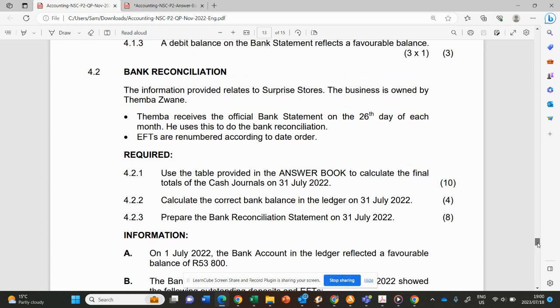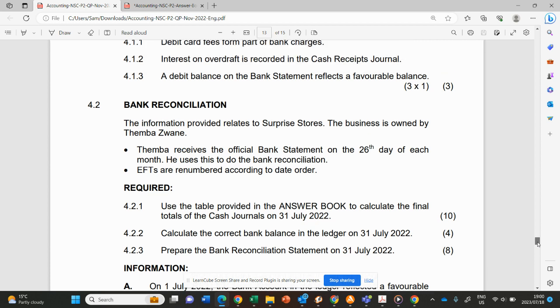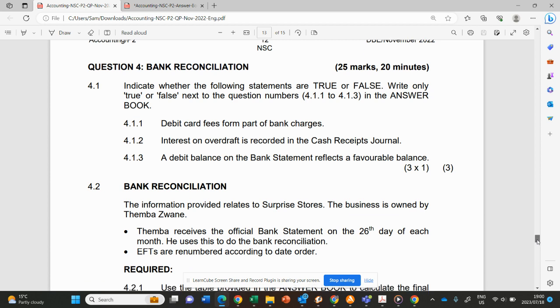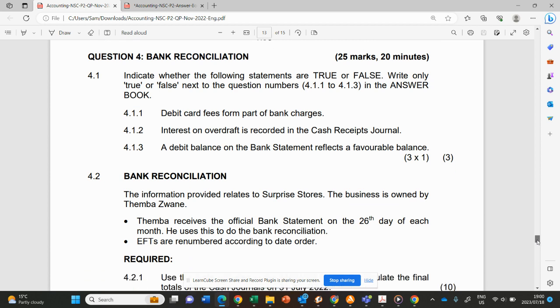Today we're going to do the BRS. The paper that we are treating now is 2022 November, the BRS question. This is 25 marks.